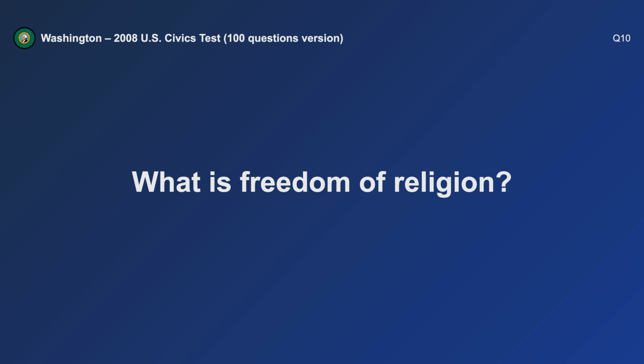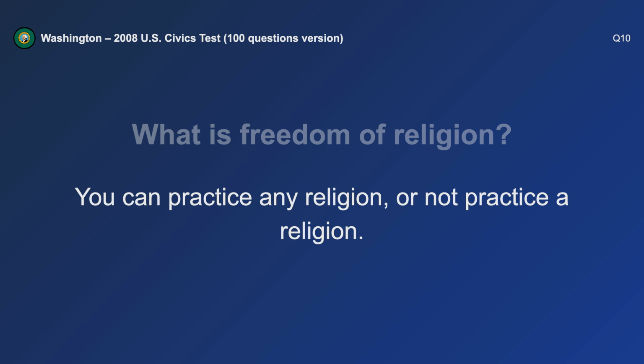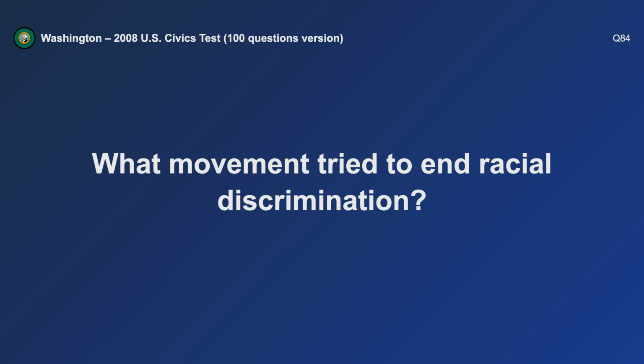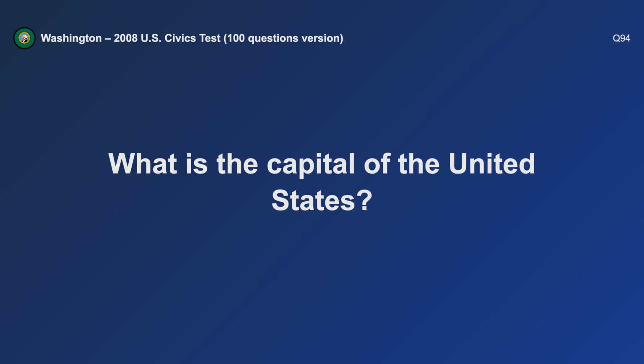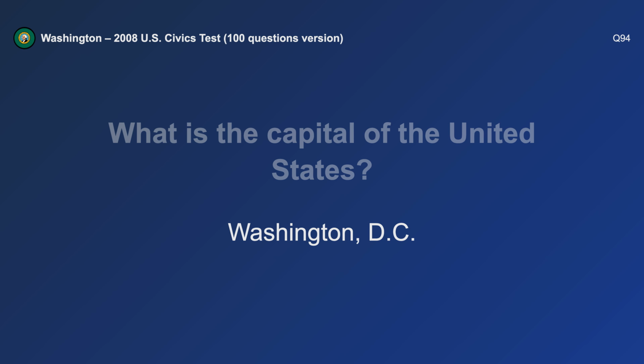What is freedom of religion? You can practice any religion or not practice a religion. What movement tried to end racial discrimination? Civil rights. What is the capital of the United States? Washington, D.C.